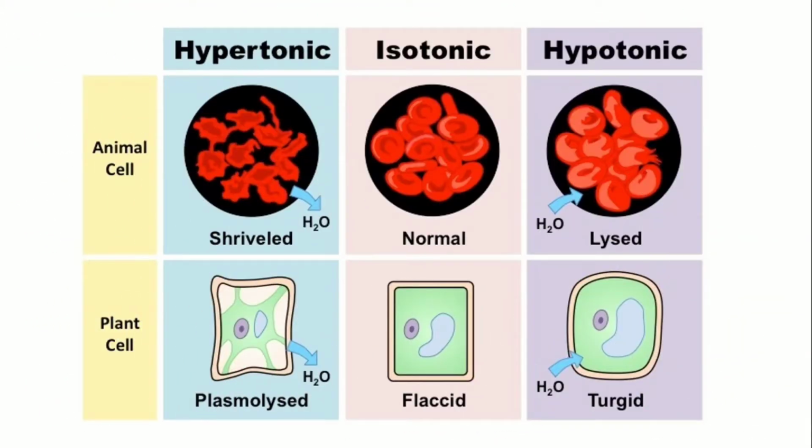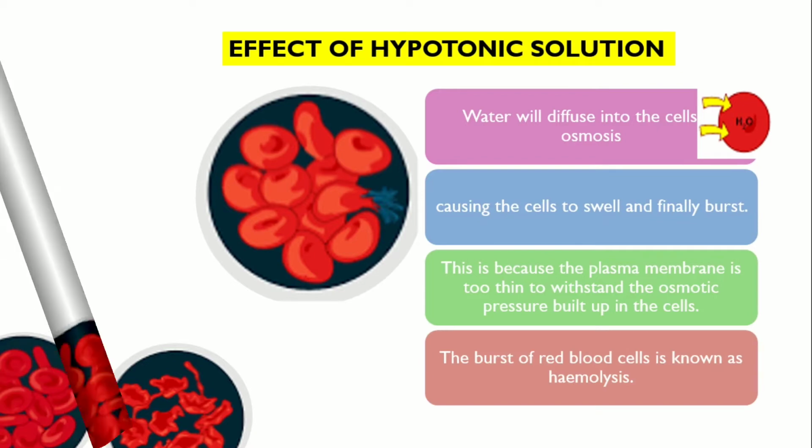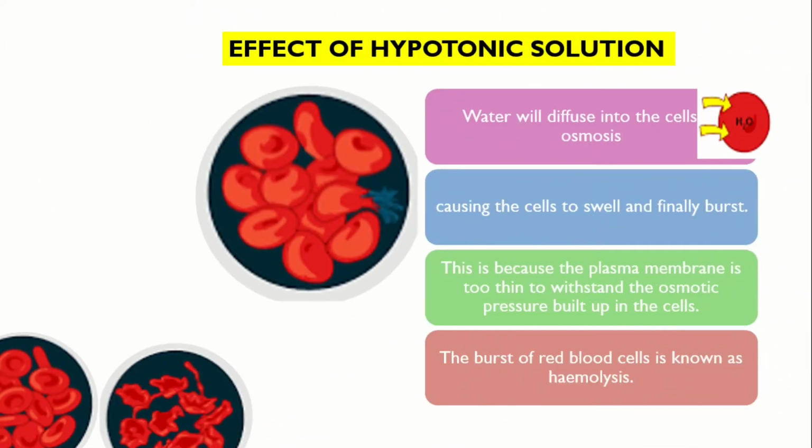Now let's take a look at the effect of these solutions on animal cells and plant cells. The effect of the hypotonic solution on the animal cell is that water will diffuse into the cell by osmosis, and the cell will swell and finally burst. This is because the plasma membrane is too thin to withstand the osmotic pressure that builds up in the cell. The bursting of a red blood cell is known as hemolysis.